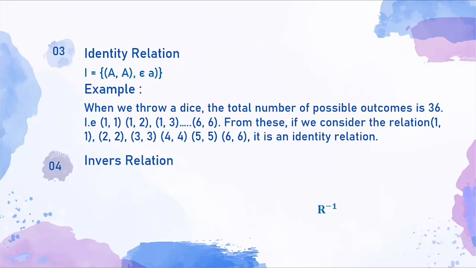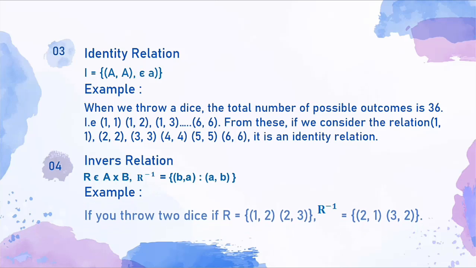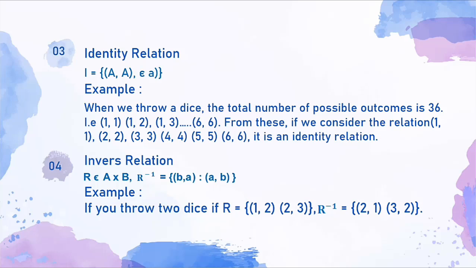Number 4, inverse relation. R is a subset of A cross B. R inverse is the set of (b, a) such that (a, b) is in R. Example, if we throw 2 dice, if R is the set of (1,2), (2,3), R inverse is the set of (2,1), (3,2).